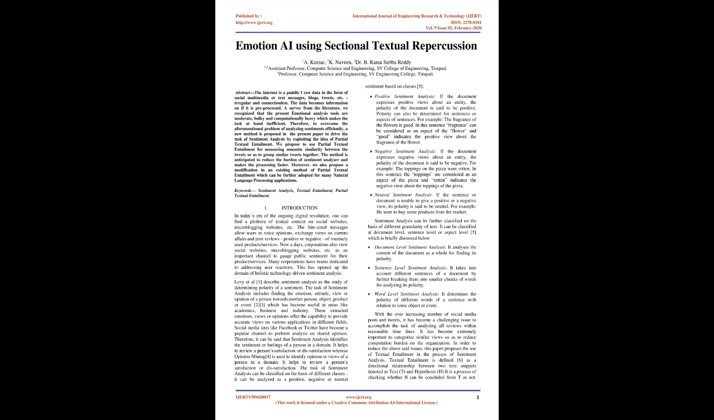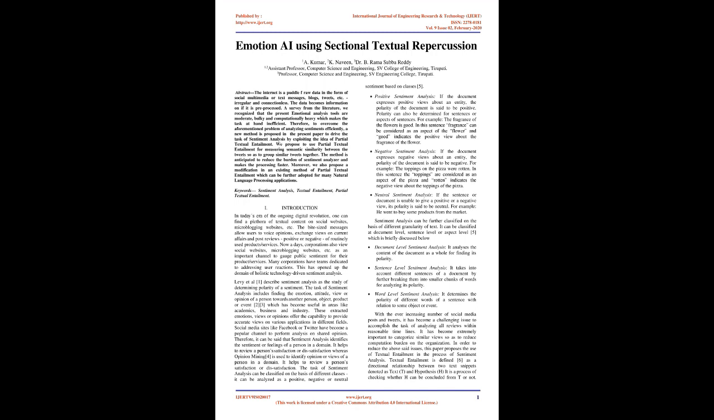Negative sentiment analysis. If the document expresses negative views about an entity, the polarity of the document is said to be negative. For example, the toppings on the pizza were rotten. In this sentence, the toppings are considered as an aspect of the pizza and rotten indicates the negative view about the toppings of the pizza. Neutral sentiment analysis. If the sentence or document is unable to give a positive or a negative view, its polarity is said to be neutral. For example, he went to buy some products from the market.